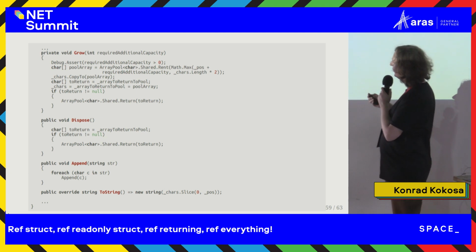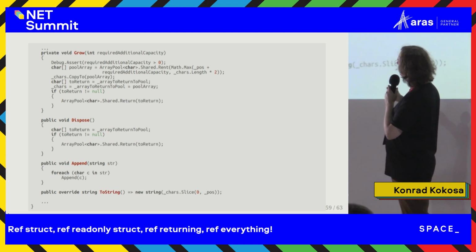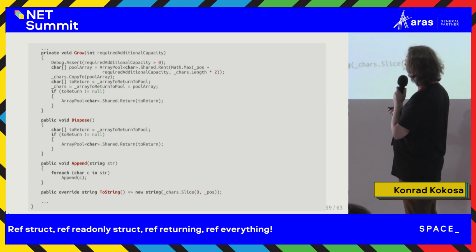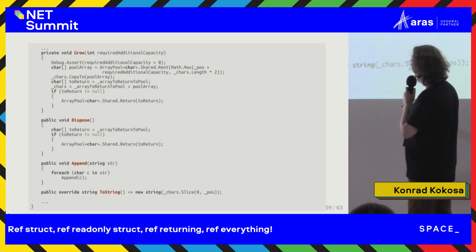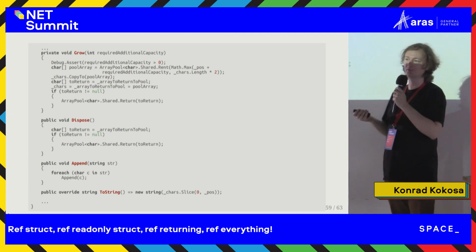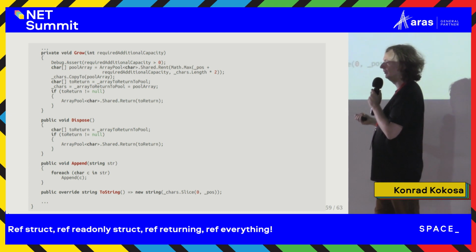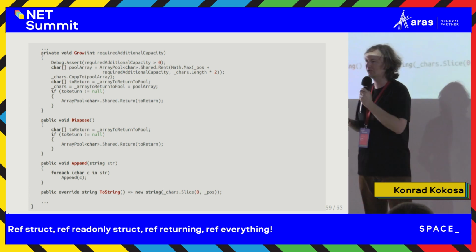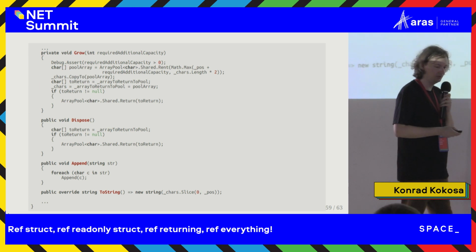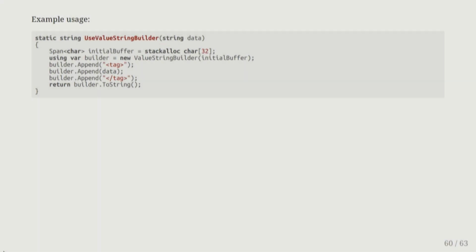It also has dispose, so it can be used with the using clause, which just returns the array if it was rented. And the most sad method is ToString, because it needs to allocate. I mean, at some point we probably need a string, because our code expects a string, so we have to create this string at the end. And using it is very nice because it is exactly like the regular string builder, but now we are operating mostly on the stack or registers.